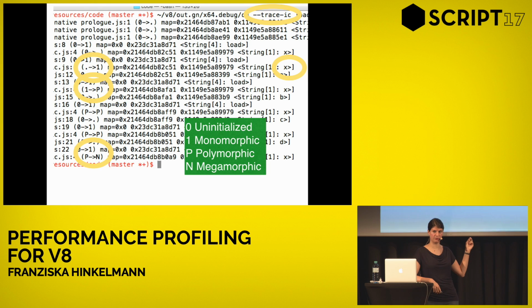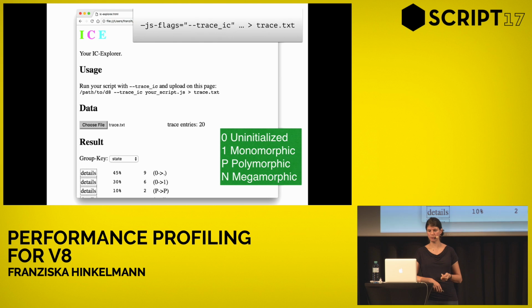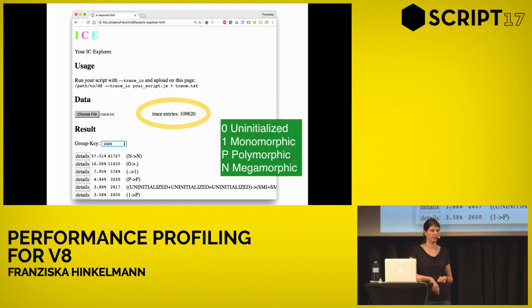This is very hard to read, and that was only for the tiny little toy example. So in a real app, you would not want to look at this output, and you can use ICE, the IC Explorer. It just gives you a nicer way to filter and sort your results.